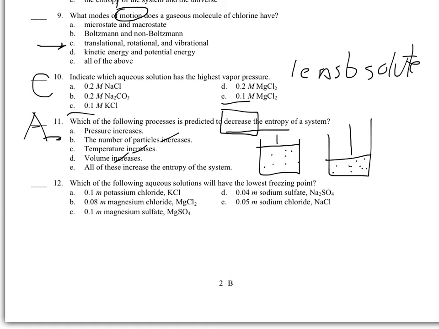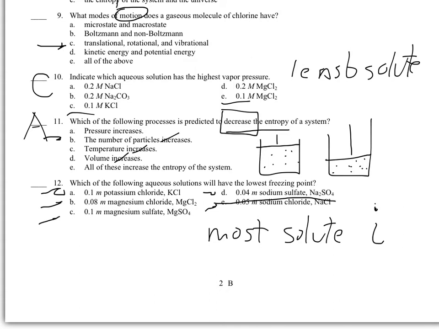Number 12 is also number 7 on the other version of the exam. This is very similar to question 10 here. Which of these will have the lowest freezing point? In this one, we're looking for the one with the most solute particles, taking into account the van't Hoff factor i. And so we have 0.1 for potassium chloride, 0.08, 0.1, 0.04, 0.05. If we just look at A and E, we can see that A wins because it's a 1-to-1 salt.